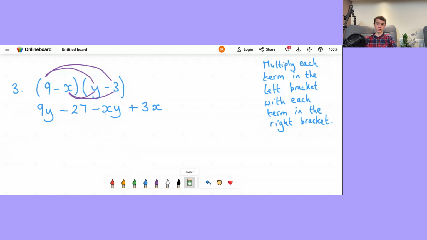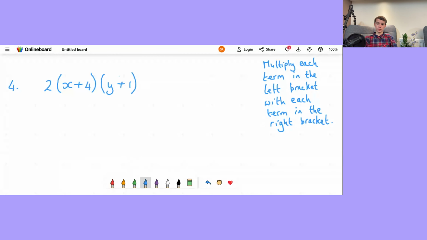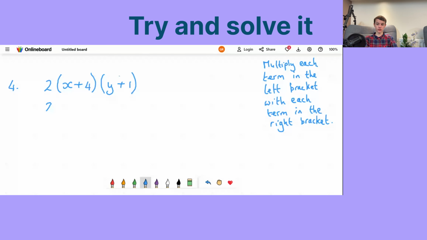I hope that has helped you. Let's see if you can do the next question. Our next question, number 4, is 2, then in the brackets x plus 4, close bracket, and then you open the bracket for y plus 1, close bracket. Try and solve it.